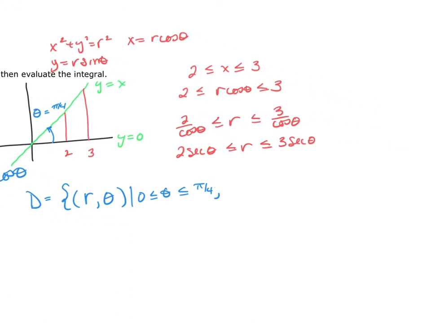So then, I don't know why I closed that. We now have two functions that contain r. r is going to run between 2 secant of theta, less than or equal to r, which is less than or equal to 3 secant of theta.